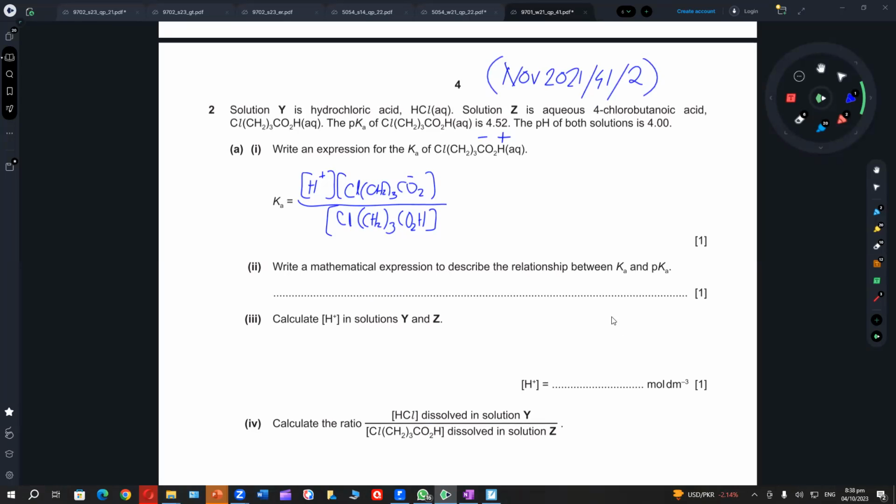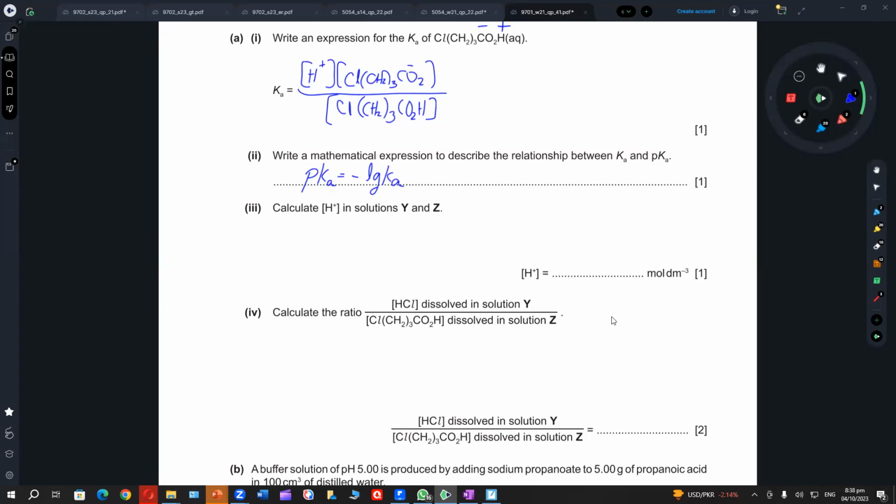Ka, the acid dissociation constant. Write a mathematical expression to describe the relation between Ka and pKa. So it's a logarithm equation. Yes, minus log of Ka is equal to pKa. Good.